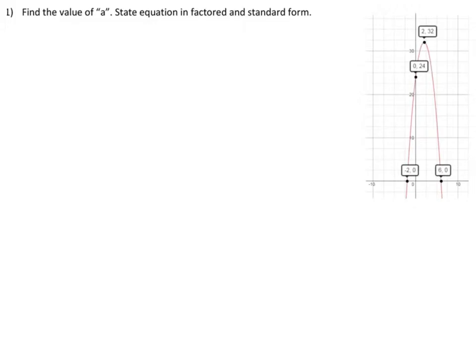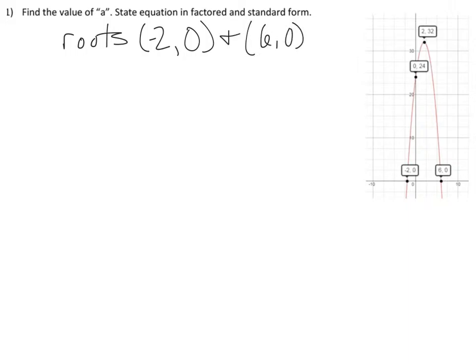And I know my roots are at -2 comma 0 and at 6 comma 0. So the next thing I know is the factored form would then be y equals a(x plus 2)(x minus 6), because you flip the sign when you put it into factored form.